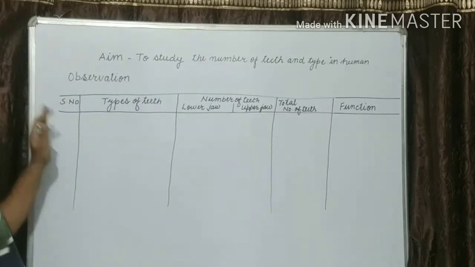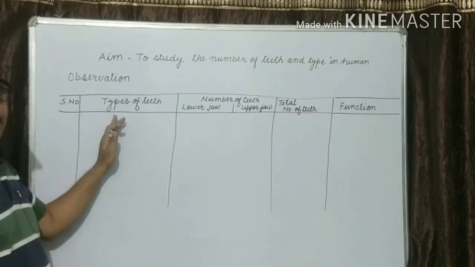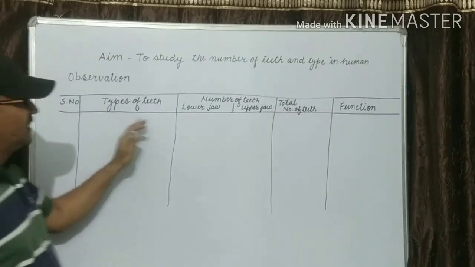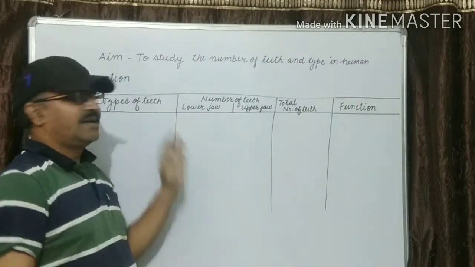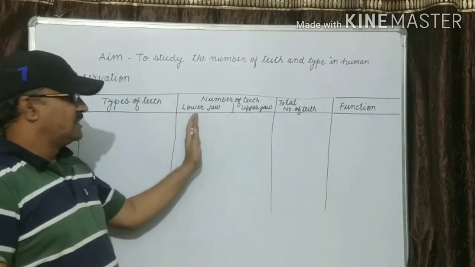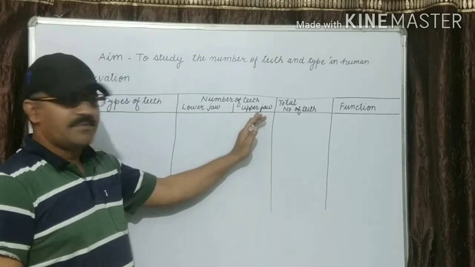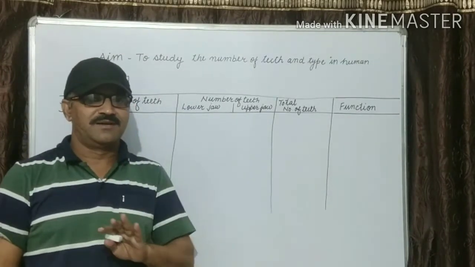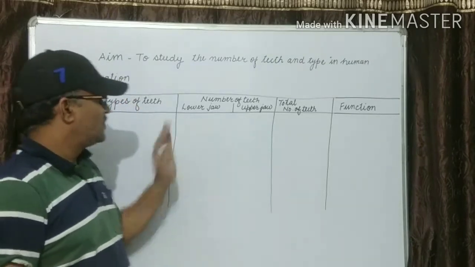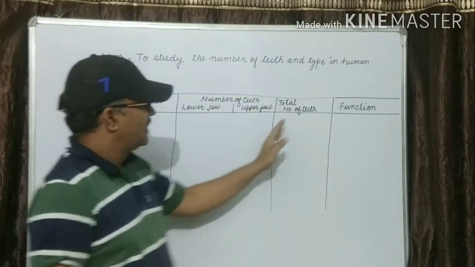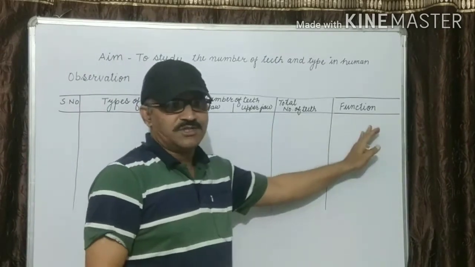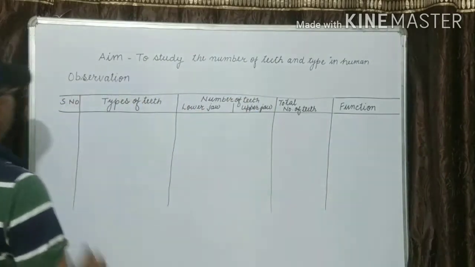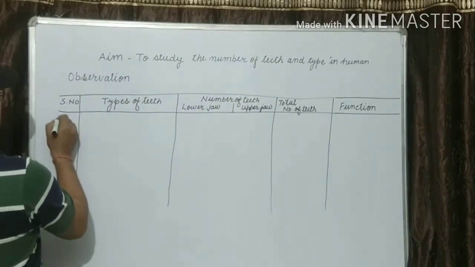Observation table, first of all you write the serial number, then you write types of teeth, number of teeth, because we are having two jaws, one is the lower jaw and second is the upper jaw. We can't move our upper jaw, only lower jaw we can move. Total number of teeth and functions. Number one, incisors.